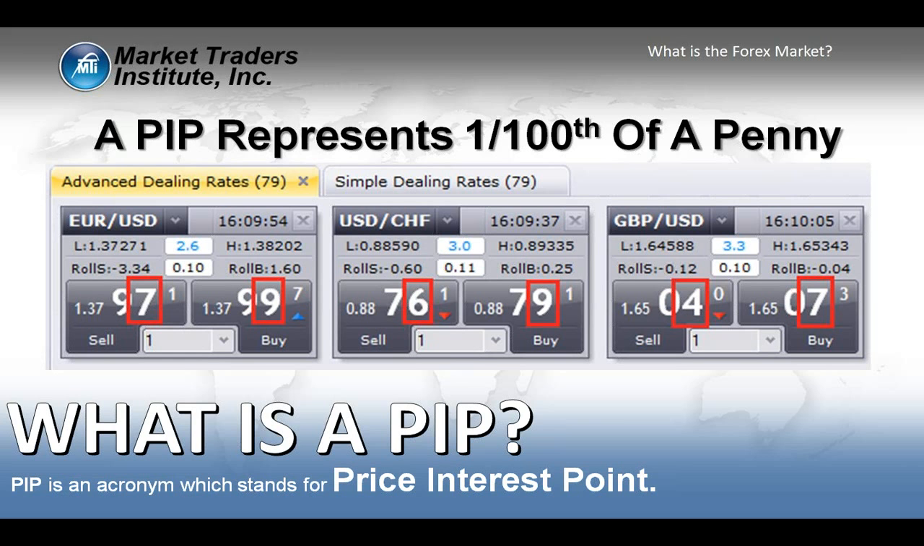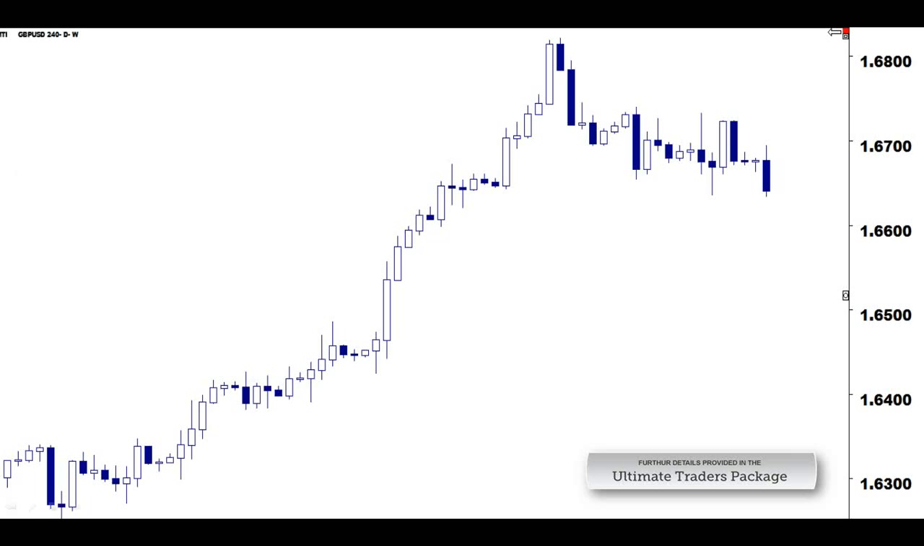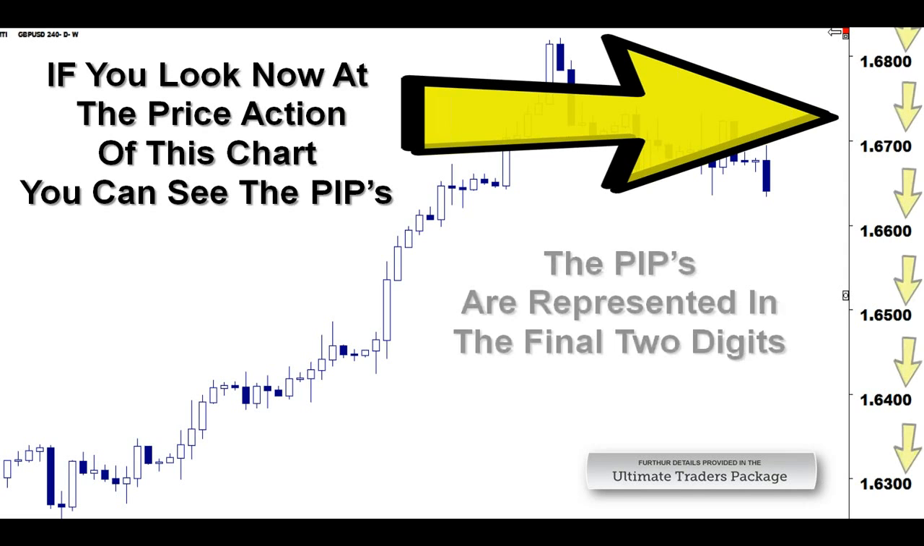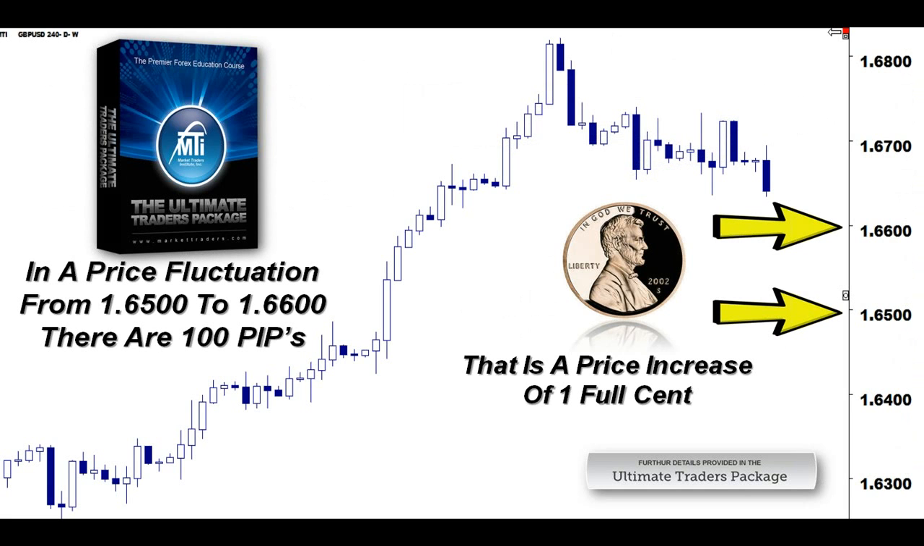Perfect. Now, what I also want to cover here, all right, is if you look now at the price action of this chart on the right-hand side of your screen, you can actually see the pips. All right, the pips are represented in the final 2 digits of these numbers. Now, in a price fluctuation, if this market were to move from 1.65 to 1.66, that is a 1 full cent increase. And at the same time in the Forex market, that is a 100 pip increase. Now, does everyone understand that?